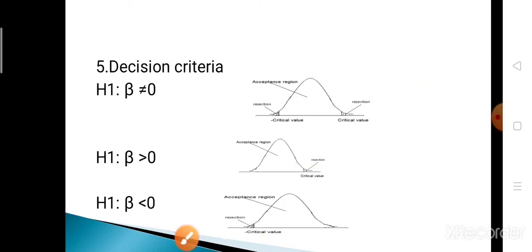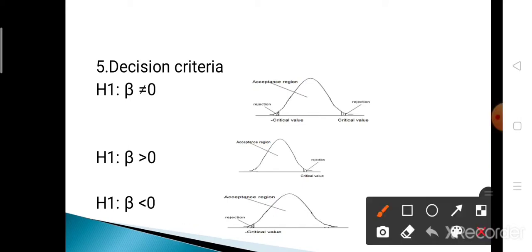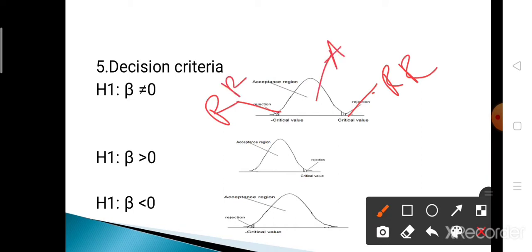Now the last is the decision criteria. There are three alternative hypotheses: not equal to, greater than, and less than. Not equal to means the two-sided test. For the two-sided test there are two rejection regions, one to the right side and one to the left side. These are the rejection regions, and the middle part is the acceptance region. And this is the critical value. Here write down the positive critical value, that means the positive table value, and here the minus table value, that is the minus critical value.